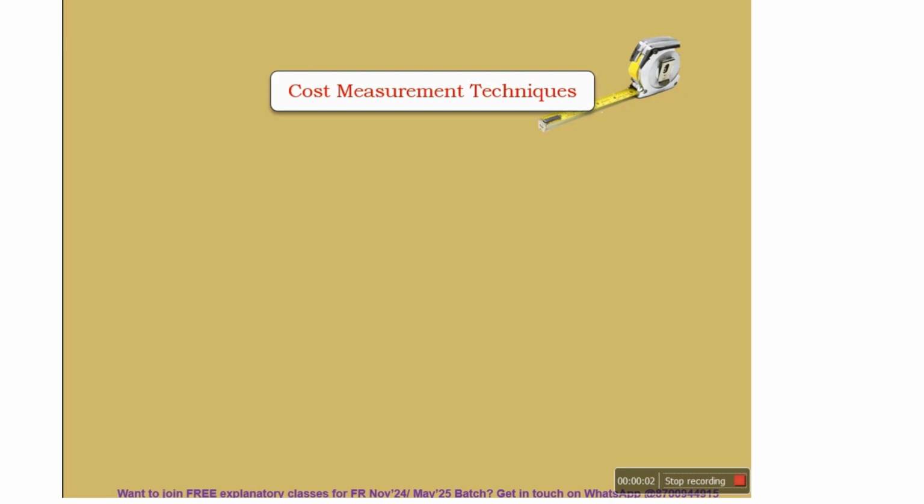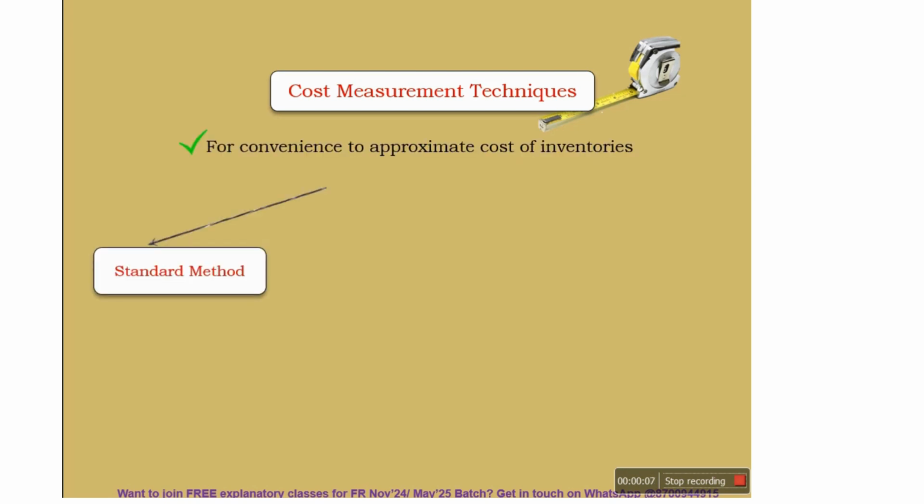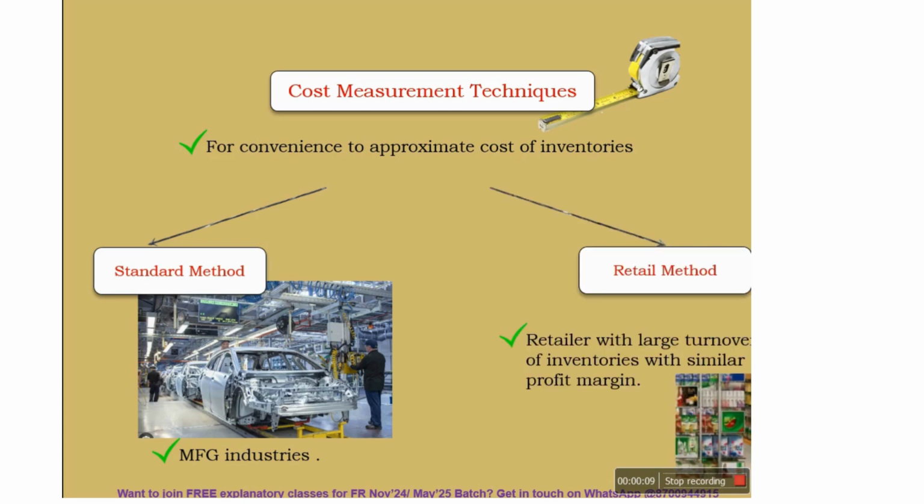IND AS 2 permits two cost measurement techniques. One is standard cost method and another is retail cost method. Standard cost method is mostly used in manufacturing industries, and retail method is used where there are a large number of items and the entity is involved in trading of those items.